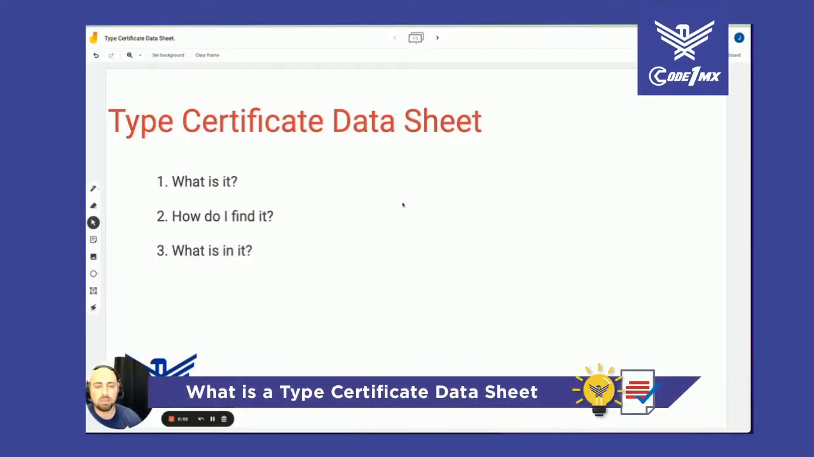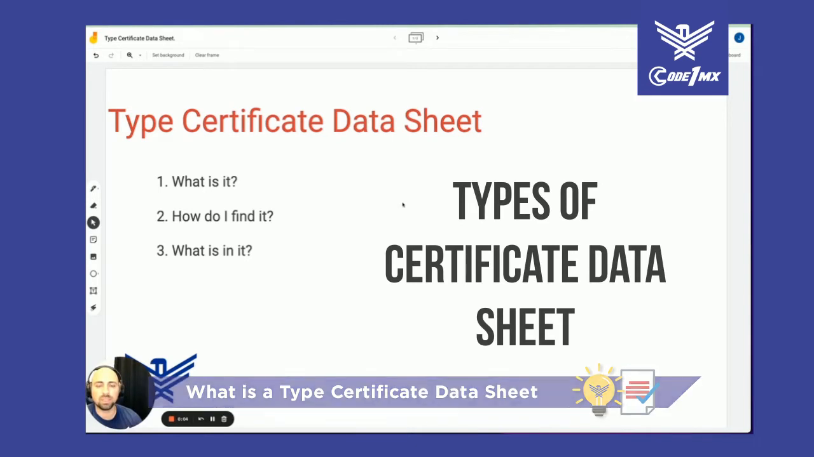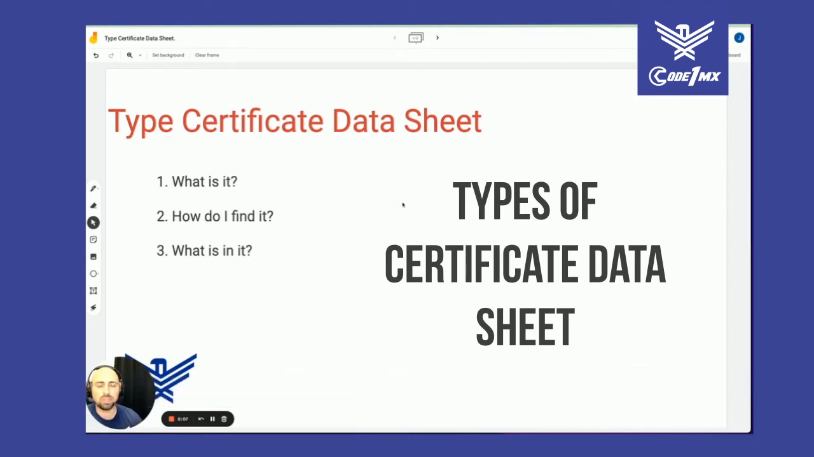What's up, Knuckle Buster? Today I'm going to talk about the type certificate data sheet, and I'm going to briefly go over what it is.